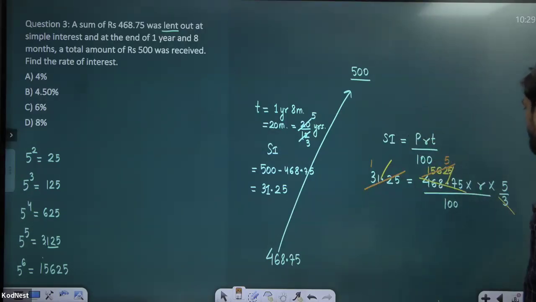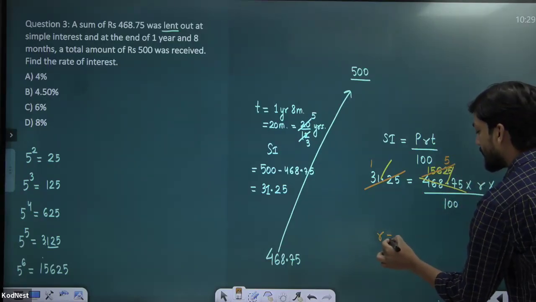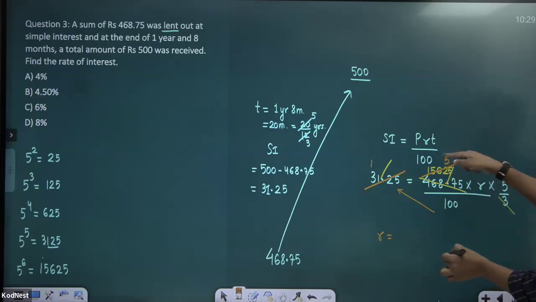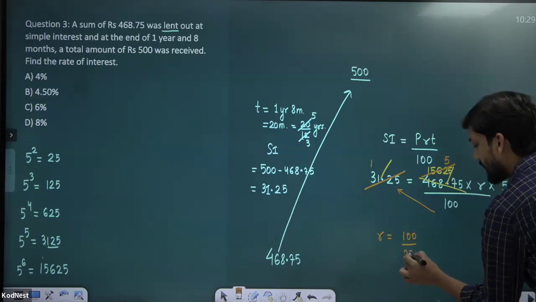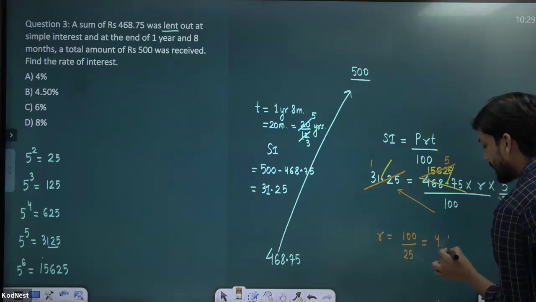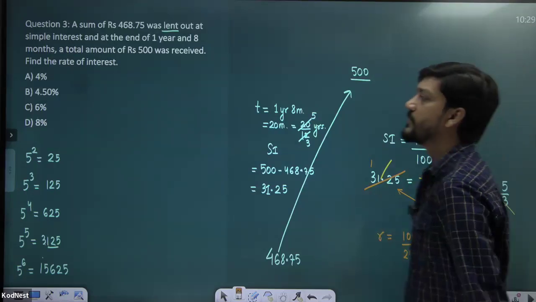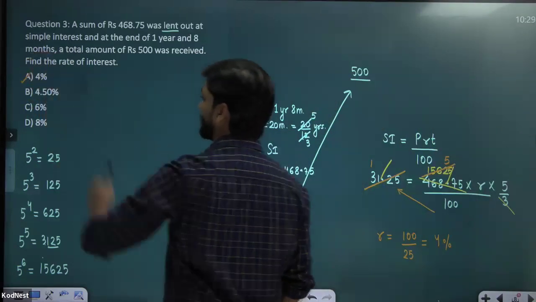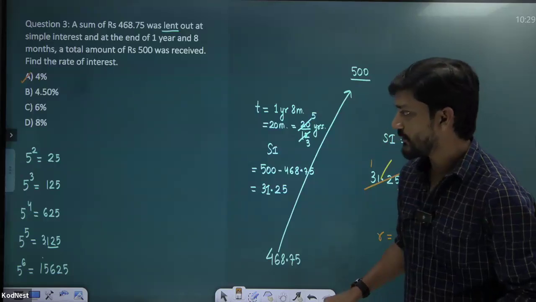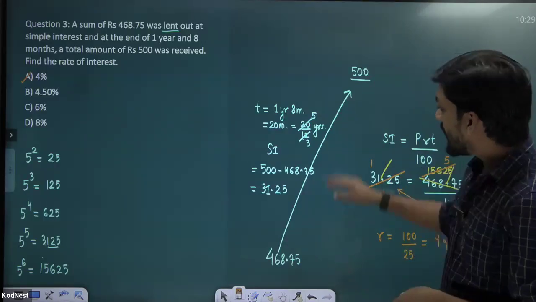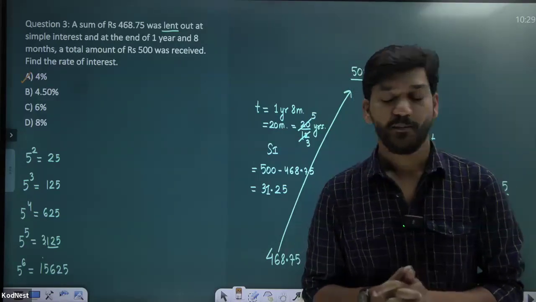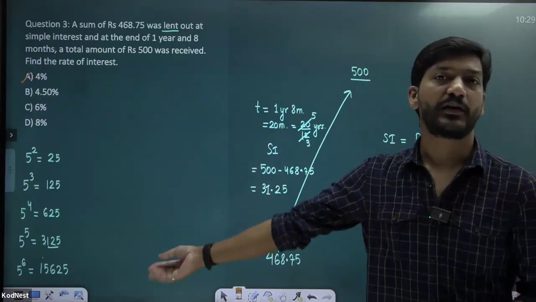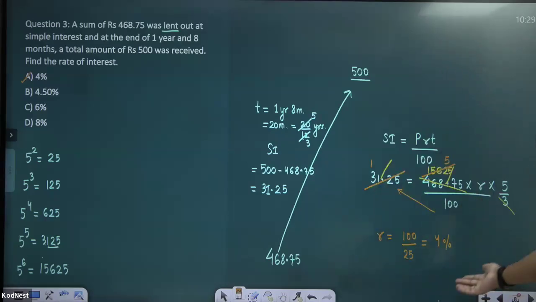And now what remains? This is 5 into 5, 25. This is 100, so 100 will go there, and 5 into 5, 25 will come downwards. So 100 by 25, 4%. So 4% I will get. All right. So even though values are in decimal, the calculations are still very simple because they are related with powers of 5. Understood or not? Please confirm this.